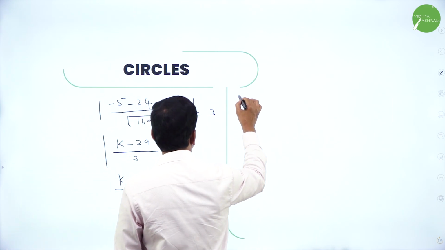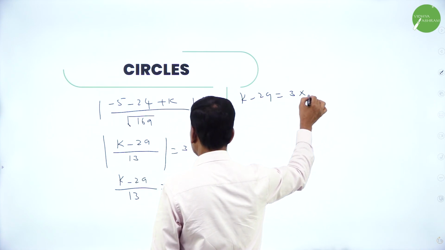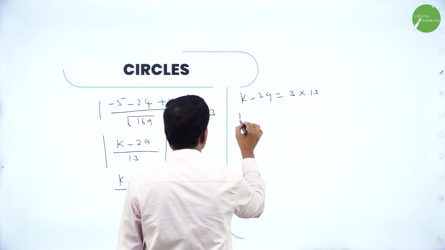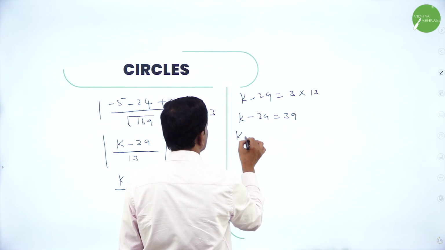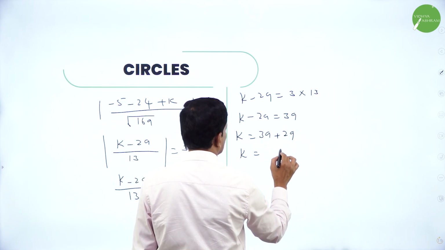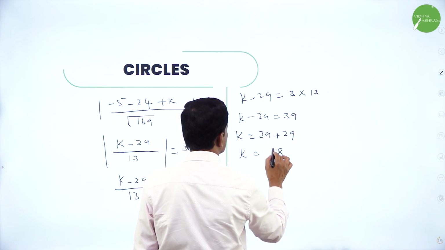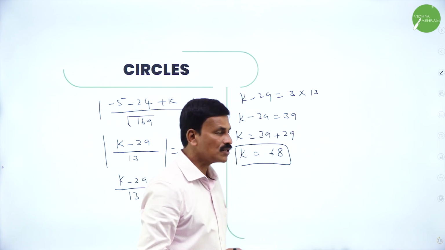Now, you can take one positive value. k minus 29 is equal to 3 into 13. k minus 29 is equal to 39, or k is equal to 39 plus 29. That is 68. k is equal to 68. Okay, k is equal to 68.